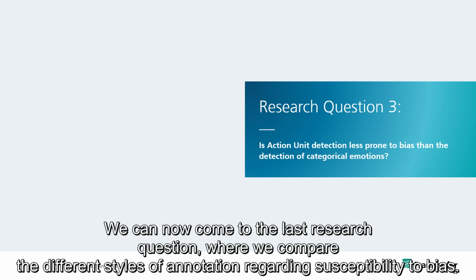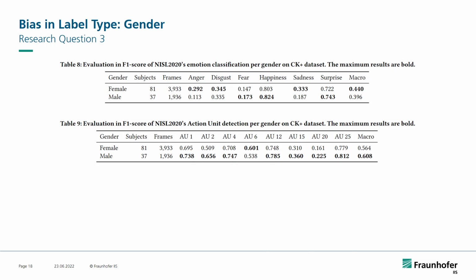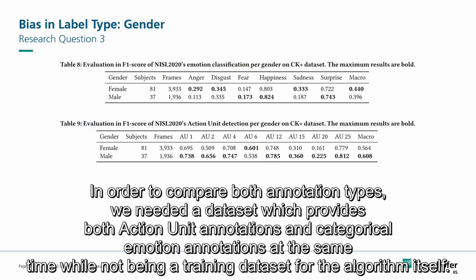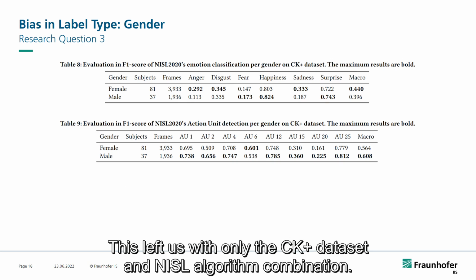We can now come to the last research question, where we compare the different styles of annotation regarding susceptibility to bias. In order to compare both annotation types, we needed a dataset which provides both action unit annotations and categorical emotion annotations at the same time, while not being a training dataset for the algorithm itself. This left us with only the CK+ dataset and NISL algorithm combination.